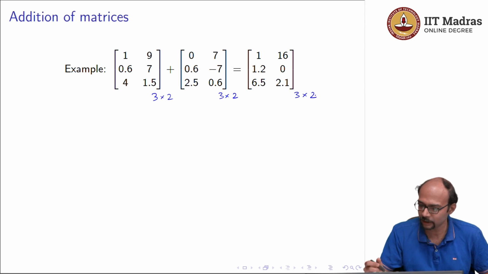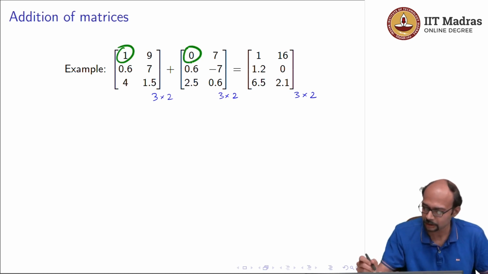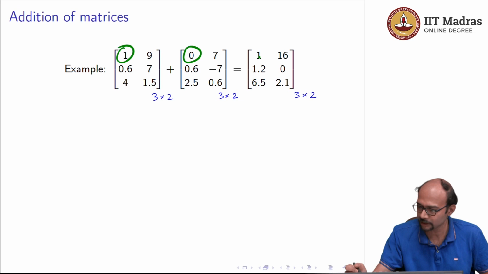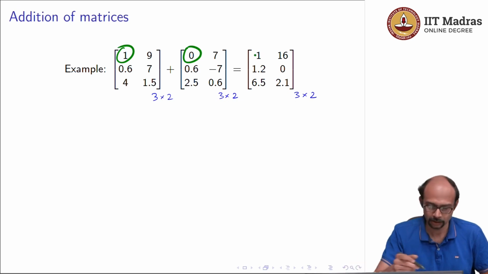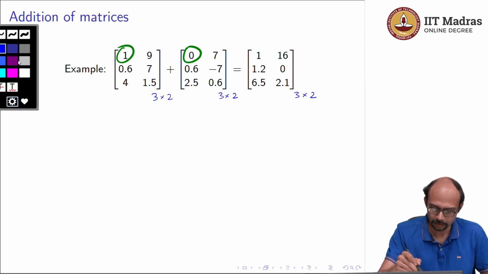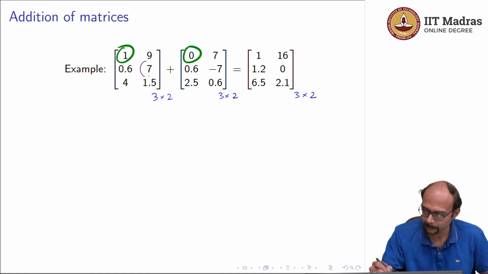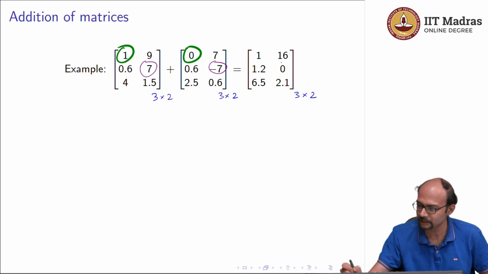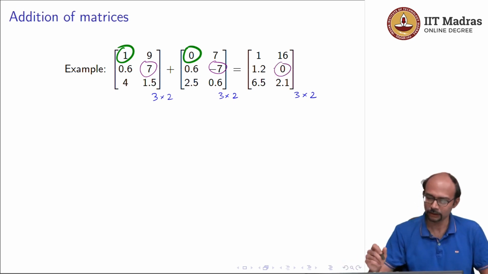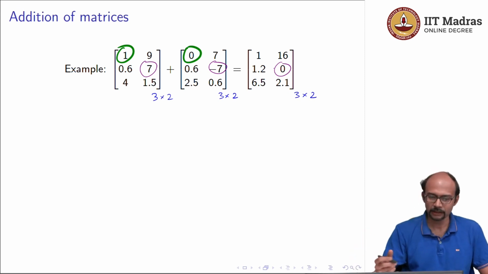The way the addition works is we take 1 and add it to 0. So here's 1 and 0. We add these, and in the 1/1th place we get 1 again. Maybe let's look at the 2/2th entry. Here we have a 7 and over here we have a -7. We add these and here we get a 0. So you add corresponding entries. I hope this is clear.